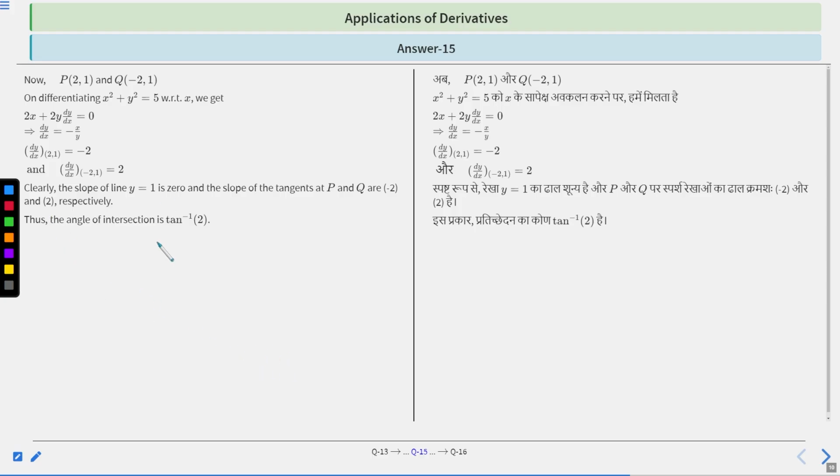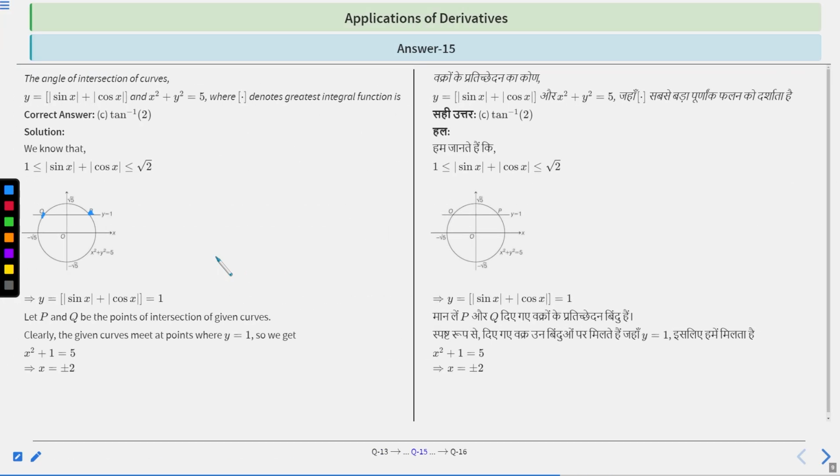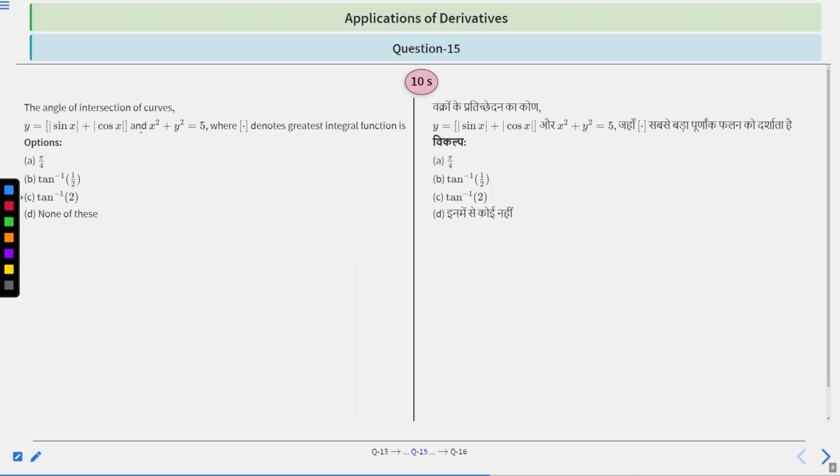Therefore, for the angle of intersection, we can apply tan inverse. One slope is 0, so (0 + 2)/(1 - 0 × 2), which will be equal to tan⁻¹ 2 for both cases, when we take -2 as well as when we take 2. For both cases, the angle of intersection will be tan⁻¹ 2. So I think option C is the right choice. Tan⁻¹ 2. Got it?